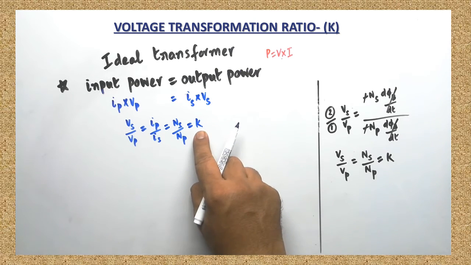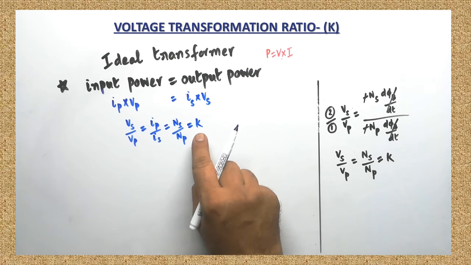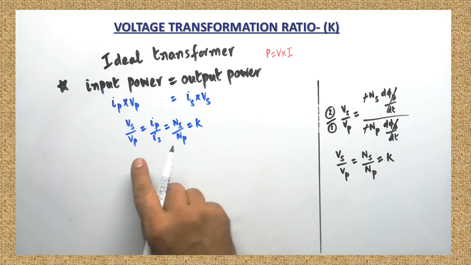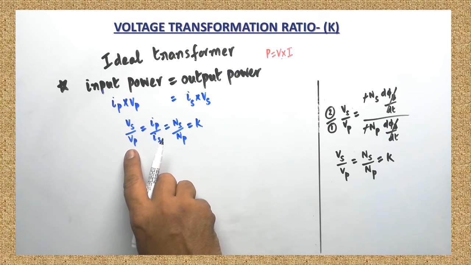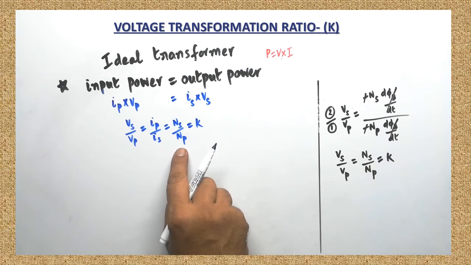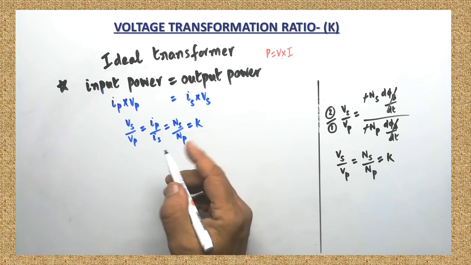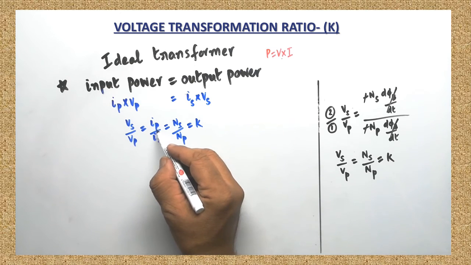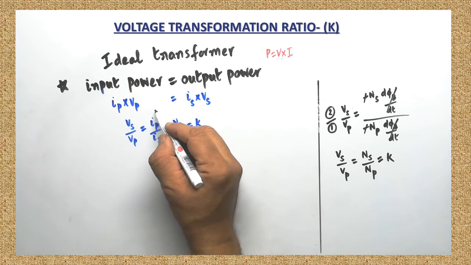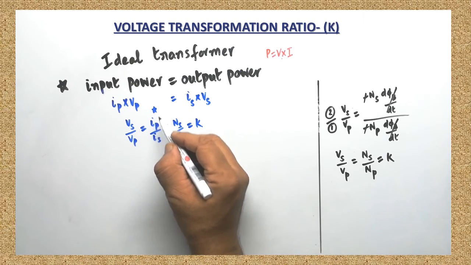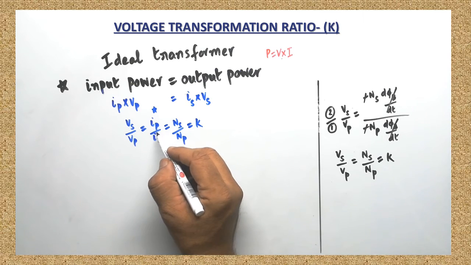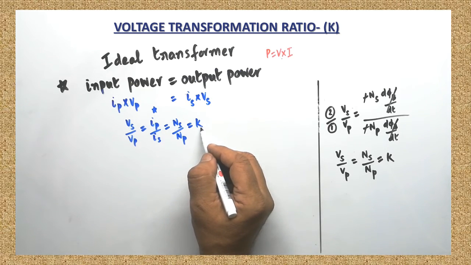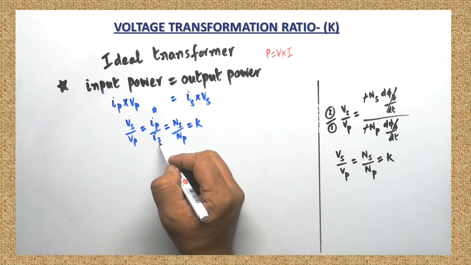This K is called voltage transformation ratio. Voltage transformation ratio can be calculated either by using this voltage ratio, or by using the current ratio, or by using the number of turns ratio. Are you clear? Now here Vs by Vp is there, here Ns by Np is there. See the middle, very important one. While doing problems you may commit a mistake. That's why I have put a star here. To calculate K, the transformation ratio, Ip by Is must be used.